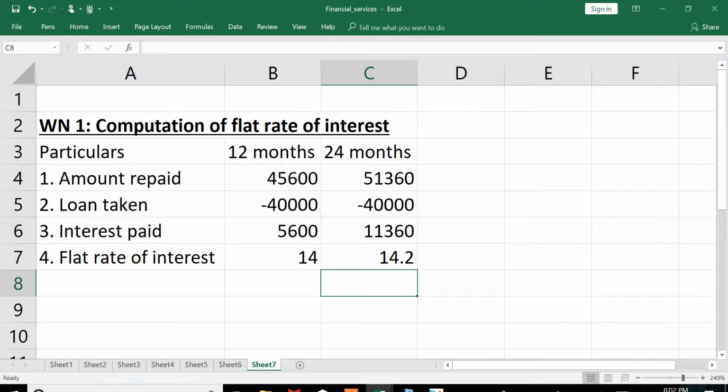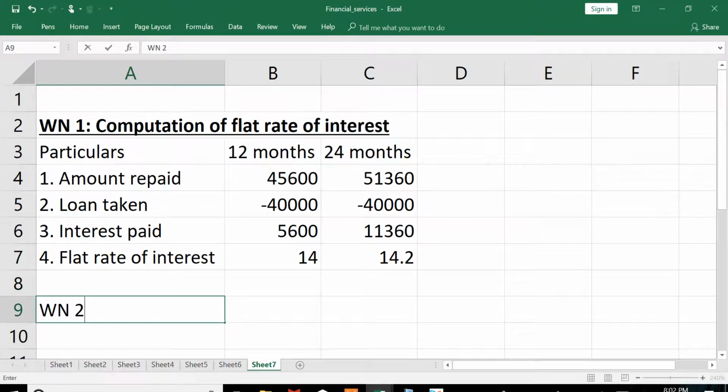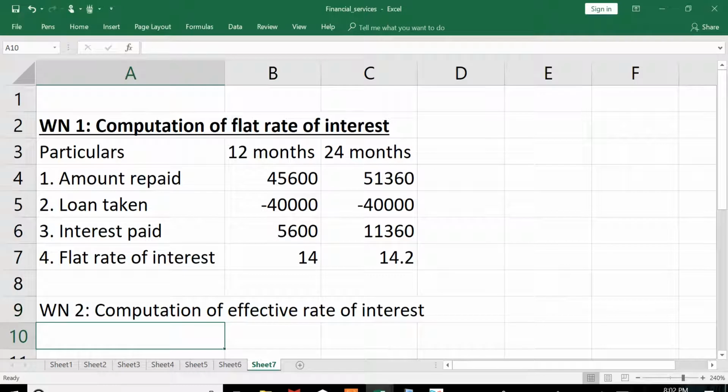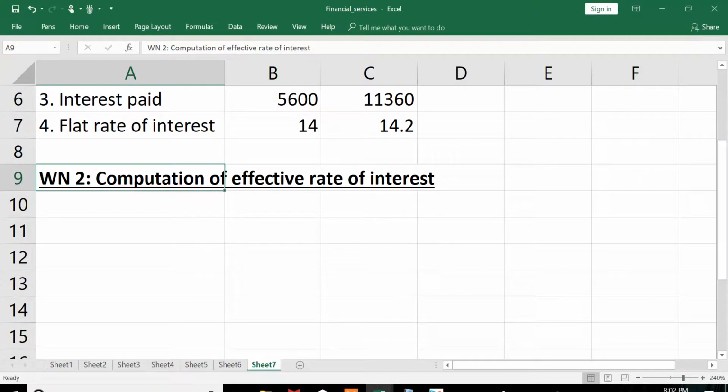Now if the flat rate is 14%, your effective rate is broadly going to be double of this. That's what we are going to do now, calculation through an IRR approach. Effective rate is always through an IRR approach. Next working note, computation of effective rate of interest.